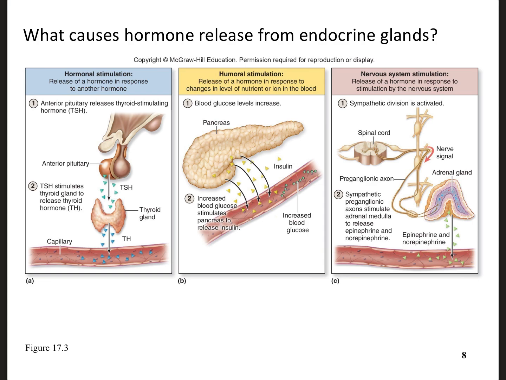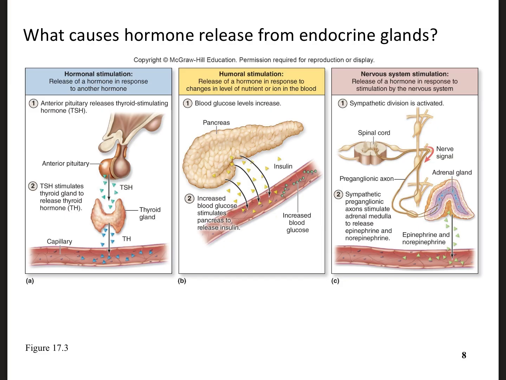Why would my body, what part of that would cause my pancreas to release insulin? My blood sugar increases. Okay? The level of glucose in the blood, or the level of something in the blood, is one stimulus that will cause a hormone to be released. Does that make sense?